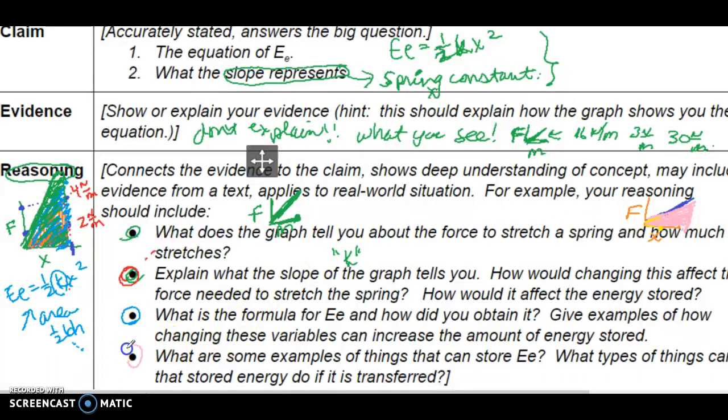All right, and then in the last one, what are some examples of things that can store EE? And then what kind of things can that EE transfer to? So you can talk about pulling back a rubber band. We saw it in the popper. You could talk about a spring. You could talk about a trampoline. Anything that's stretchy can store EE. Anything that's elastic and has that ability to bounce back is something that can store EE. So I want some examples here of something, how it stores the EE, and then how that EE can transfer to something else. Okay, I think that is all.